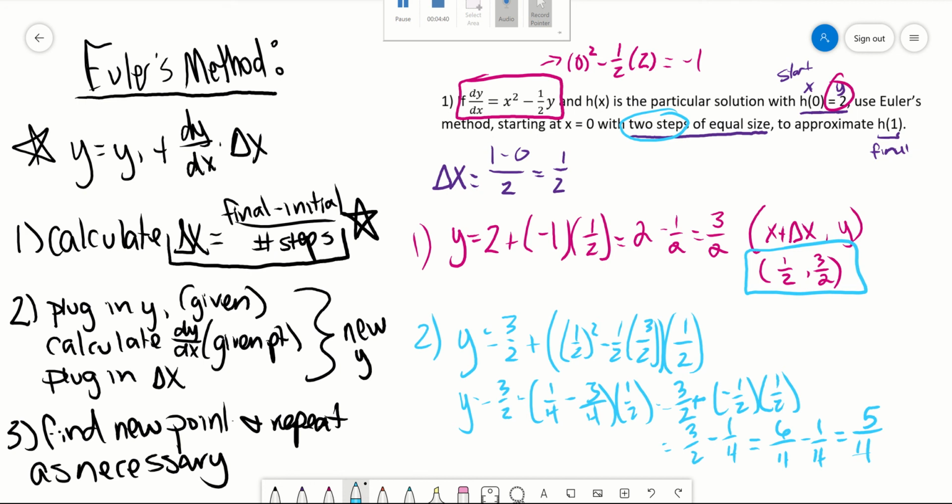Technically, you would calculate your new point. So you do your delta x plus your x. So 1/2 plus 1/2 gives 1, and then your new y is 5/4. But once you do 2 steps, that is your answer.